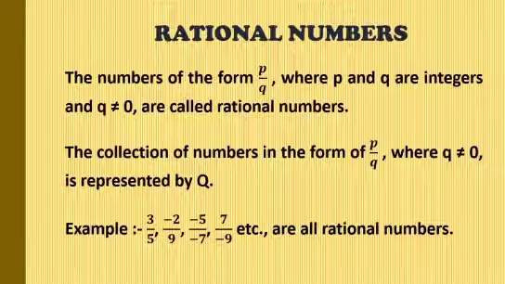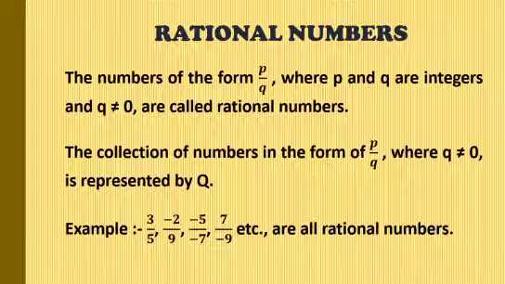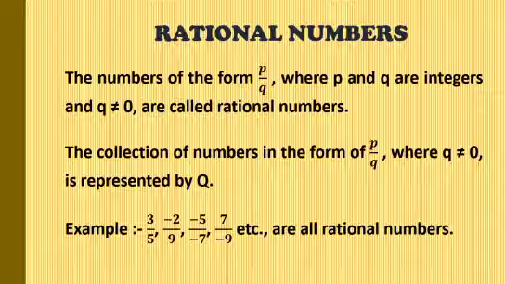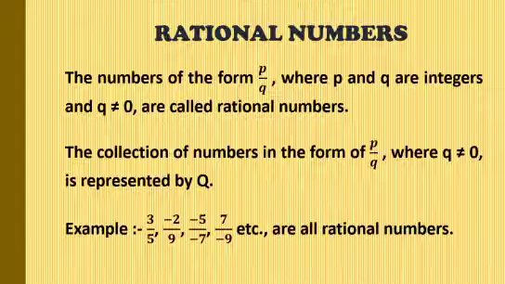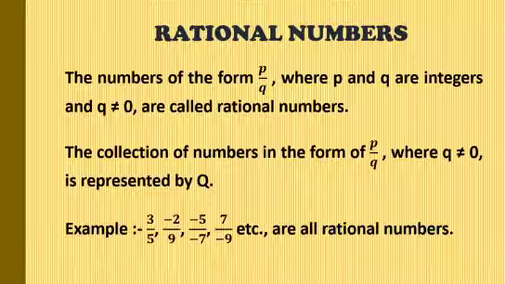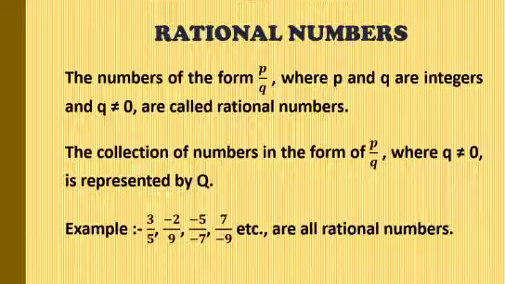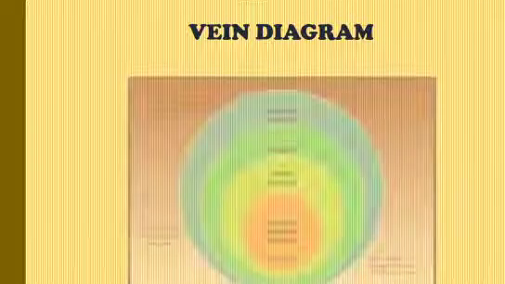The collection of numbers in the form of p by q, where q is not equal to 0, is represented by capital Q. Example: 3 by 5, minus 2 by 9, minus 5 by minus 7, 7 by minus 9 are all rational numbers. Let us understand it by Venn diagram.